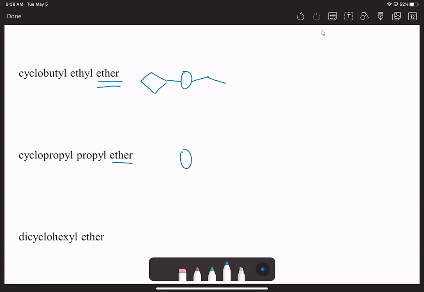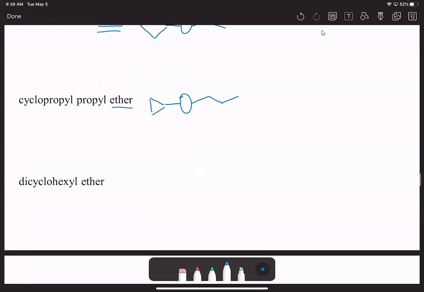Another ether, so I start with my oxygen here. Cyclopropyl on one side, and then propyl 1, 2, 3 on the other side. So cyclopropyl propyl ether. Then we have dicyclohexyl, which means that I have 2 cyclohexanes.